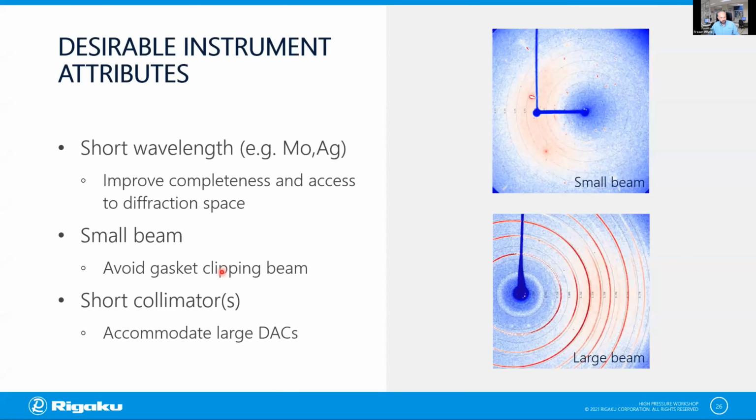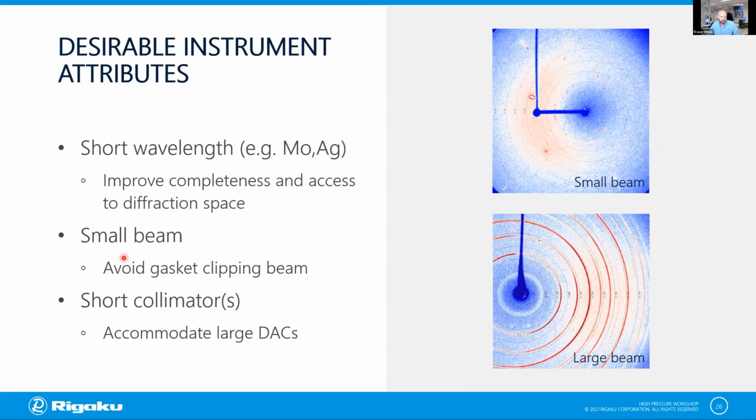So I will go through the last few slides a little more quickly. We have short wavelength as a preference for doing high pressure. You have to consider that molybdenum may diffract more strongly from your sample than silver. So it might mean that if you use silver, you'll have longer experiments, but generally silver will give you an improvement to your completeness and you'll be able to see higher resolution if that's of interest to you.